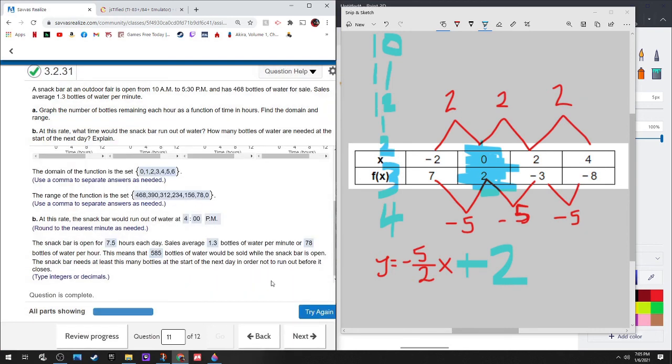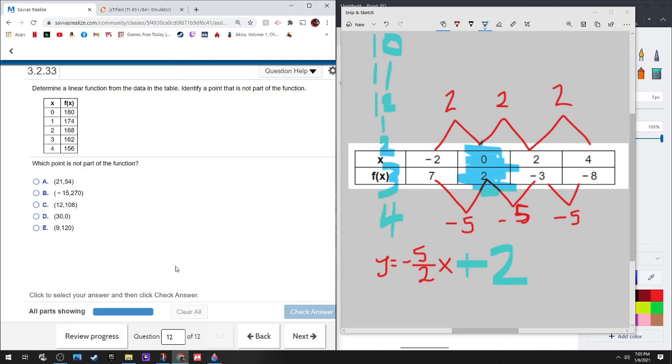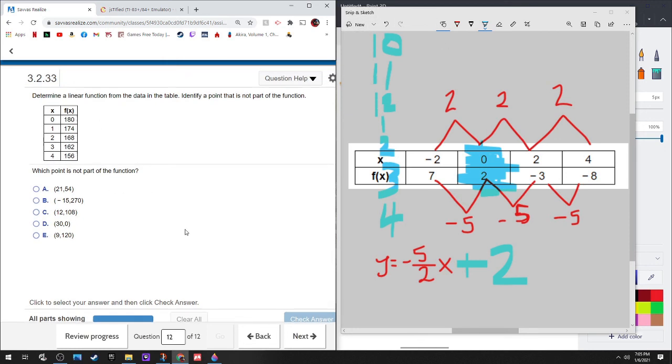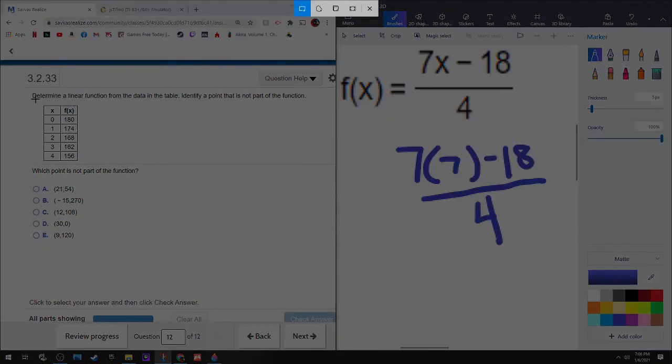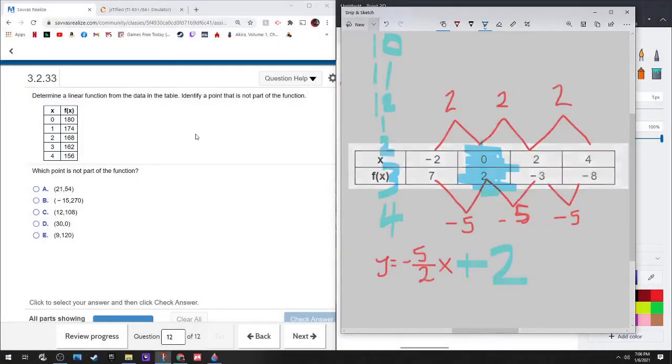All right, and our last question. Determine a linear function from the data in the table. Identify a point that is not part of the function. All right, so we're just trying to figure out, do any of these not wind up on the line that happens from these 5 points? The problem is we don't know what the line is.